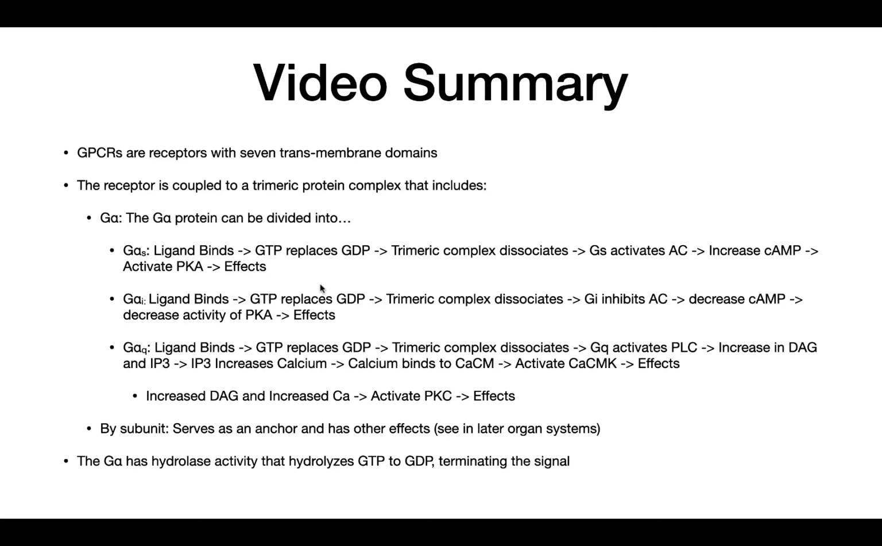So this is a summary of everything we talked about in this video. So we saw that GPCRs are receptors with 7 transmembrane domains. The N-terminus is in the extracellular fluid, and the C-terminus, which is the cytoplasmic tail, is in the cytoplasm. We saw that there are 3 different G-alpha subunits. We talked about the alpha stimulatory, alpha Q, and alpha I. We also talked about how the beta gamma subunit serves as both an anchor, and it has other physiological effects that we'll talk about later. And then lastly, we talked about how the G alpha subunit has hydrolase activity that hydrolyzes GTP into GDP, terminating the signal.